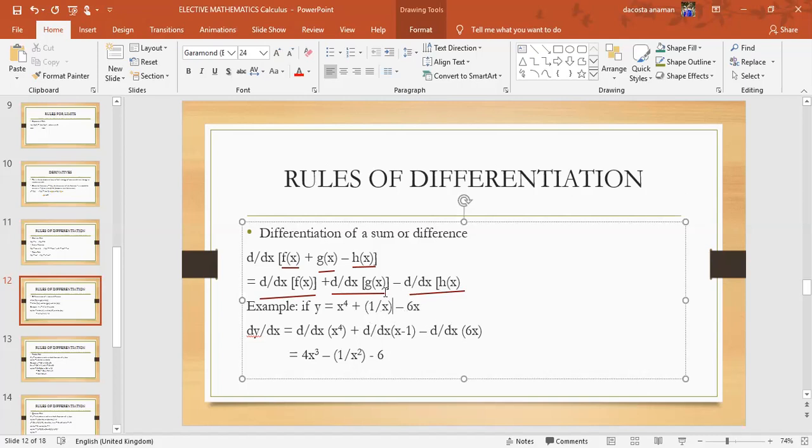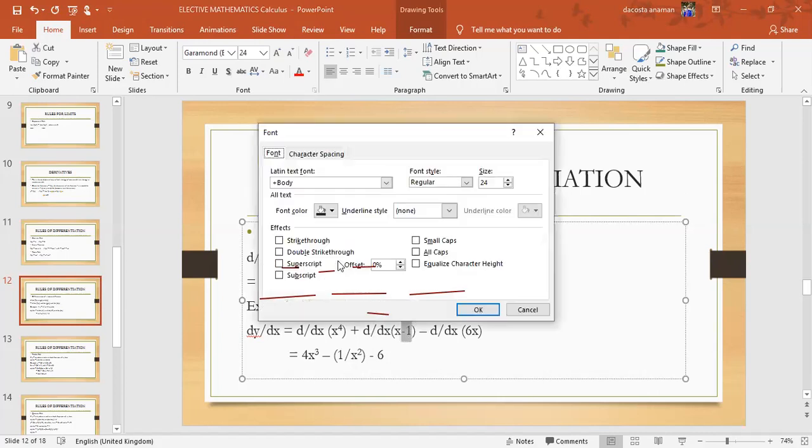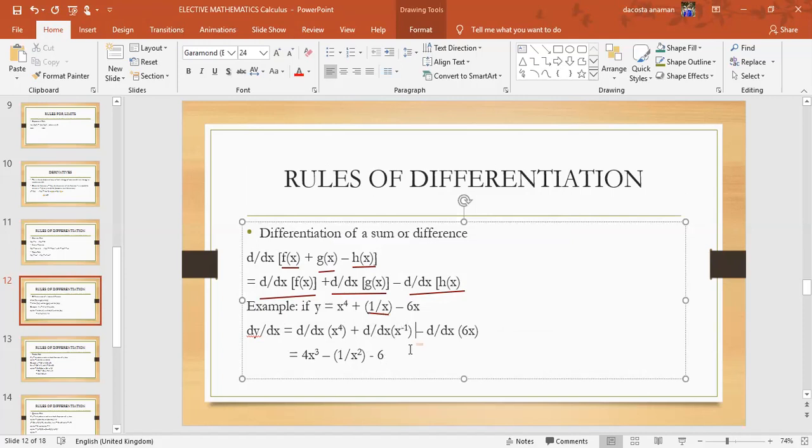Now, if you get a question in this form, which is a question having a denominator of x, what you need to do is to bring the x up. Is that okay? You bring the x up, and when you bring the x up, you'll be getting x raised to the power negative 1.